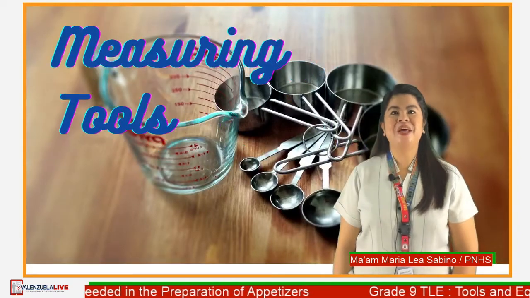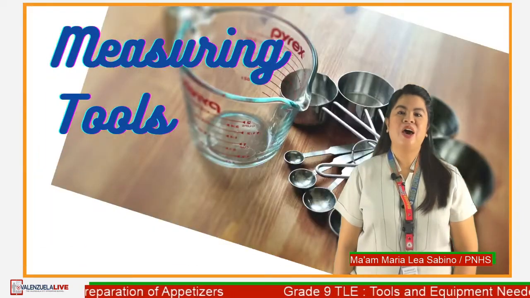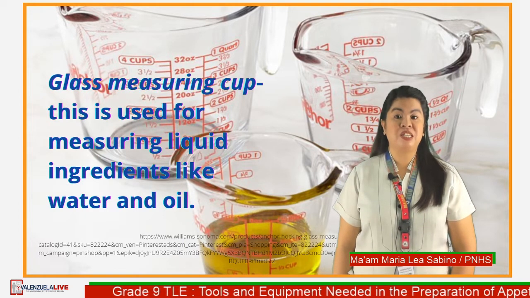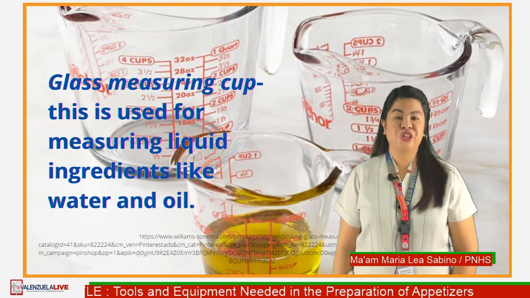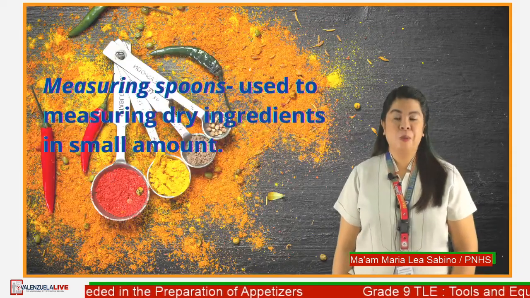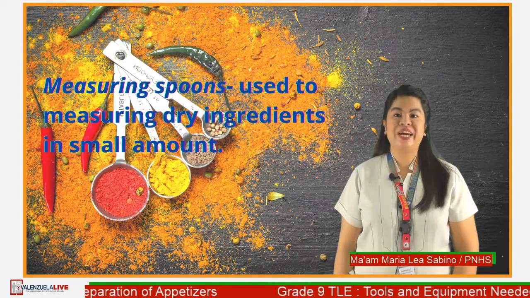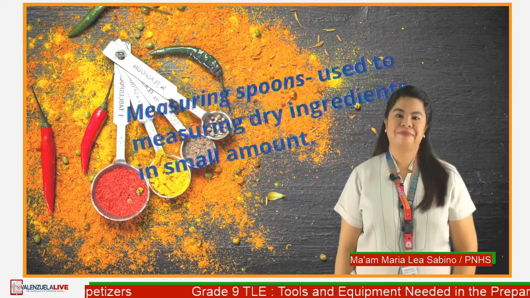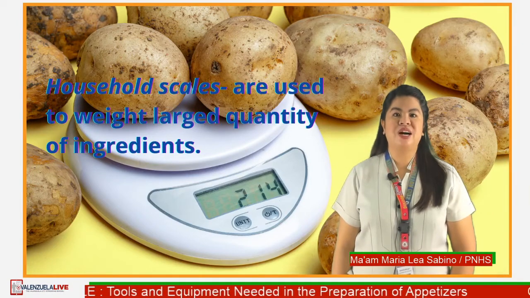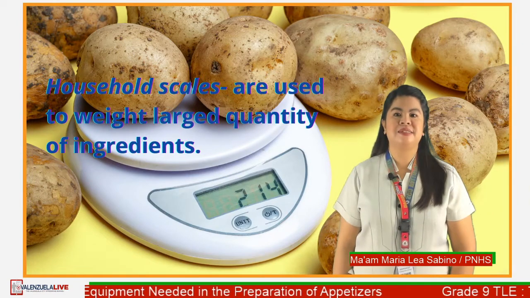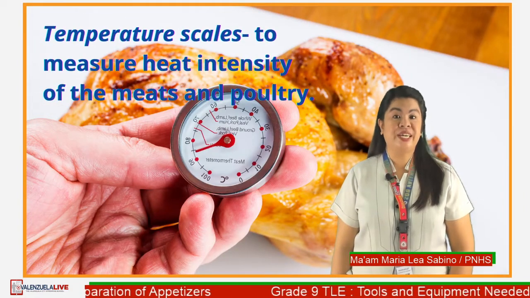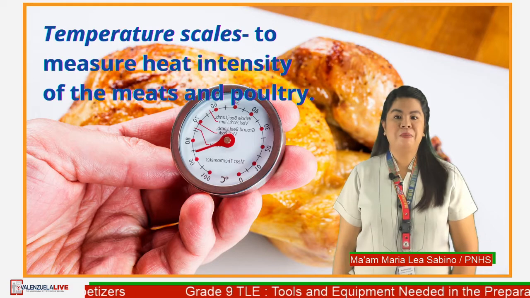Under the measuring tools, we have glass measuring cup, used to measure liquid like water and oil. Measuring spoons, used to measure dry ingredients in small amounts. Household scales are used to weigh large quantities of ingredients. Temperature scales to measure heat intensity of the meats and poultry.